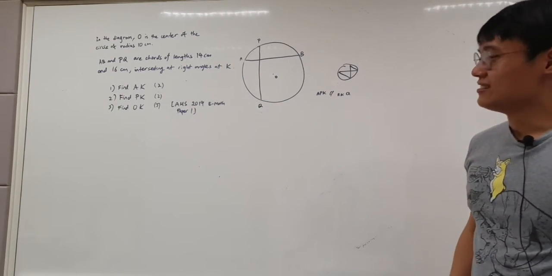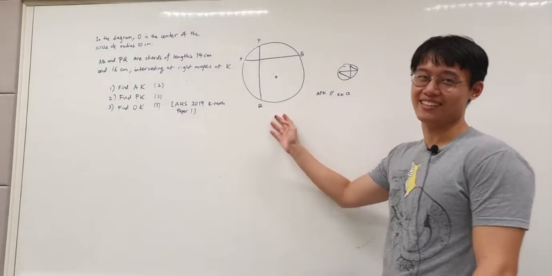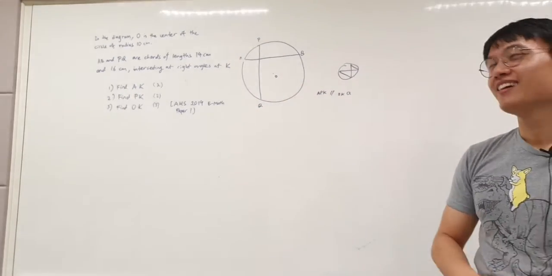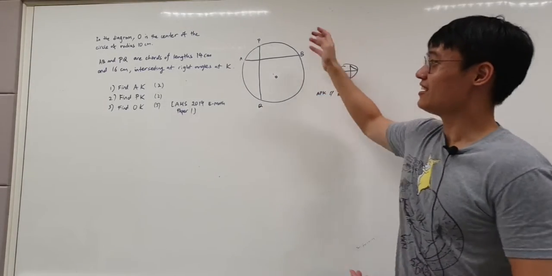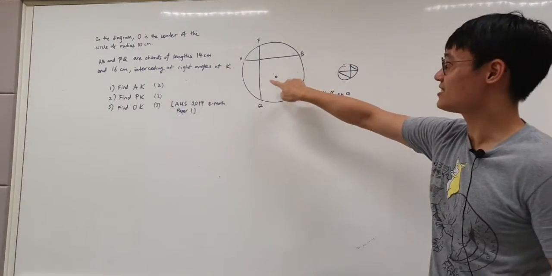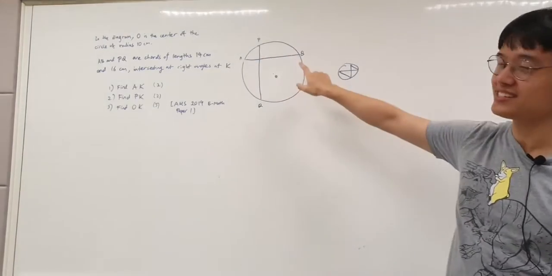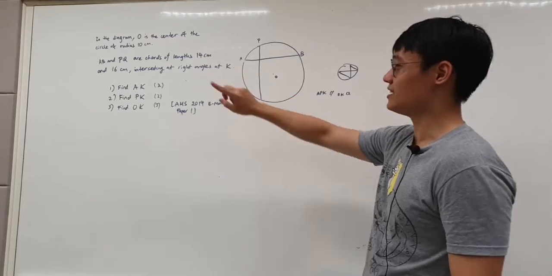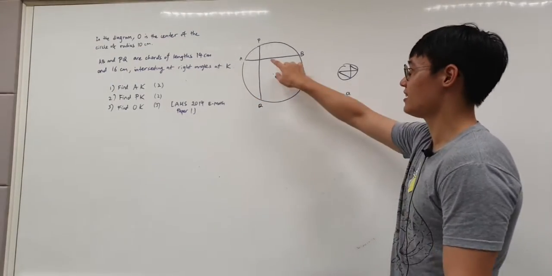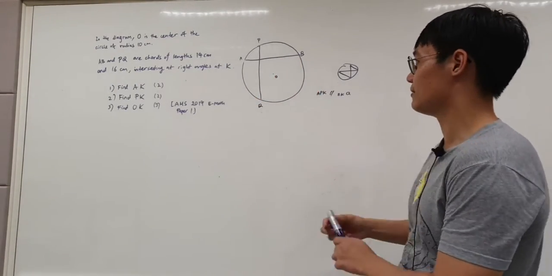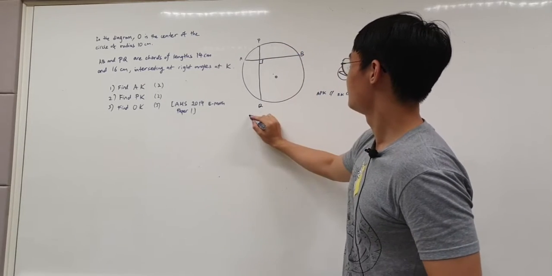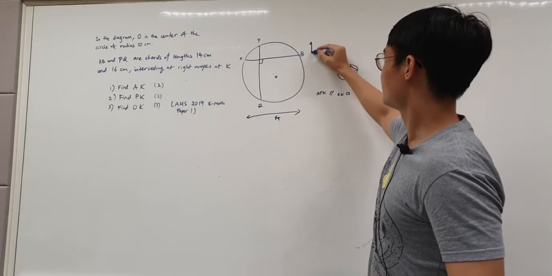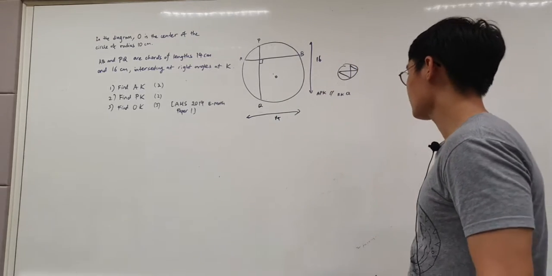So today we'll be going through a circle properties and Pythagoras theorem theme question. Look at this question. In the diagram, O is the center of this big circle and has a radius of 10 cm. AB and PQ are chords of length 14 and 16 cm respectively, intersecting at right angles at K. Let me draw this a bit and annotate the diagram. AB is 14, PQ is 16.